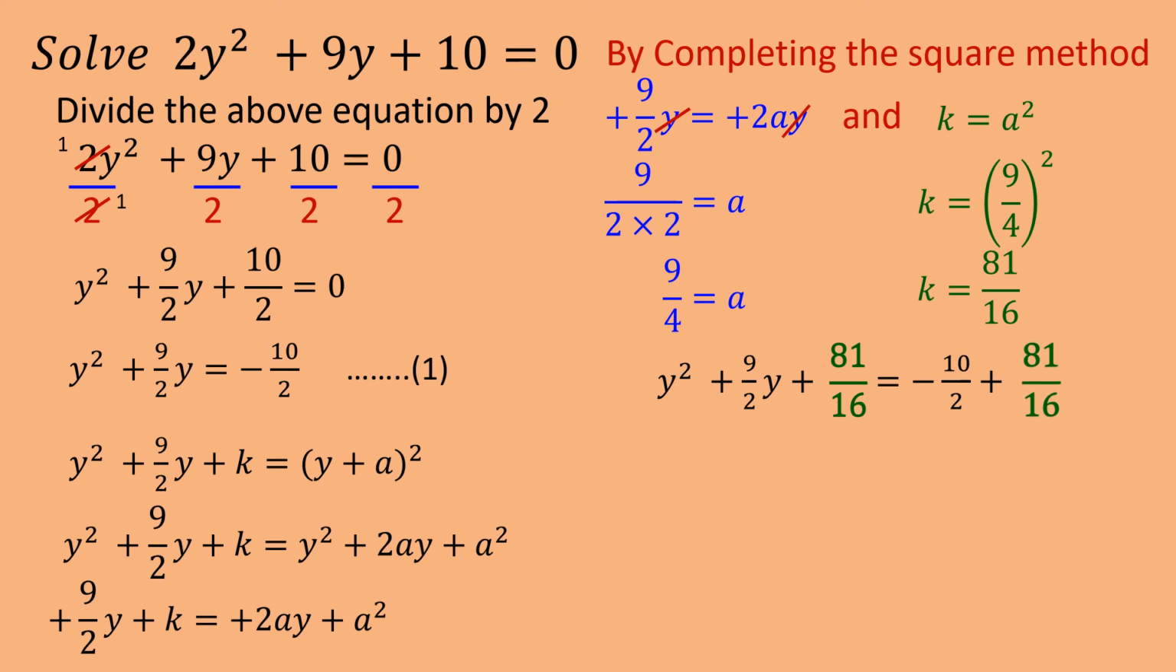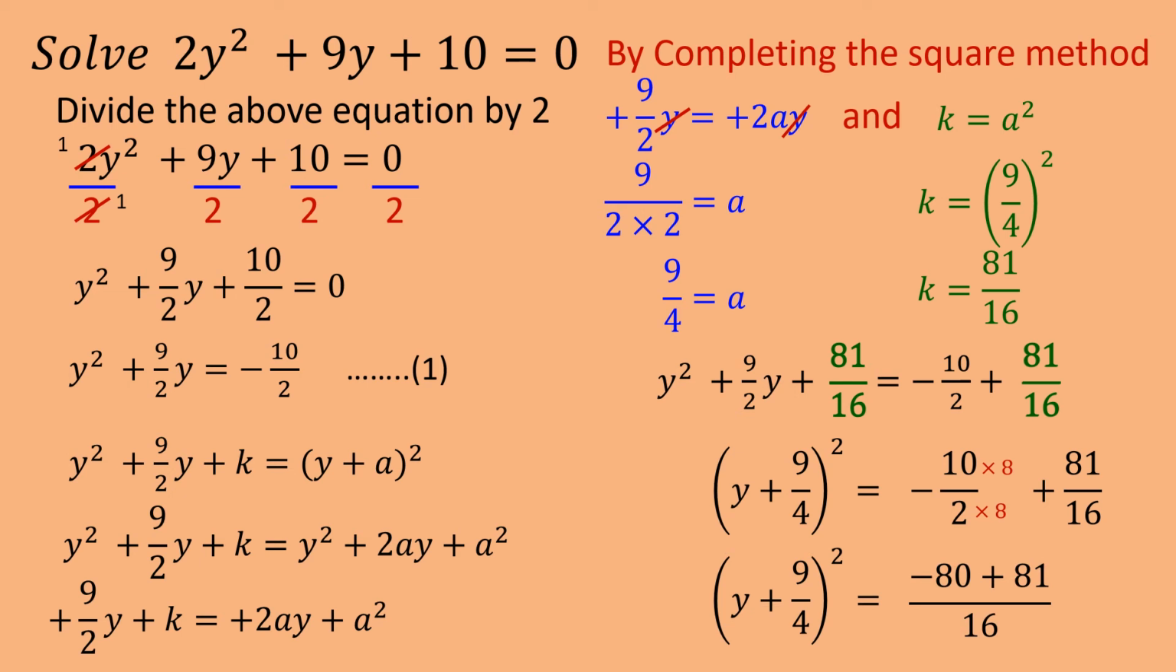So the left hand side can be converted into a whole square: y plus 9 upon 4 whole square, square root of the quadratic term, sign of the linear term, and square root of the constant term. Now if you see the right hand side, the denominators are not the same. So I need to equalize that. See here, multiply by 8 down, then I have to multiply on top also. When I multiply, the equation becomes minus 80 plus 81 upon 16.